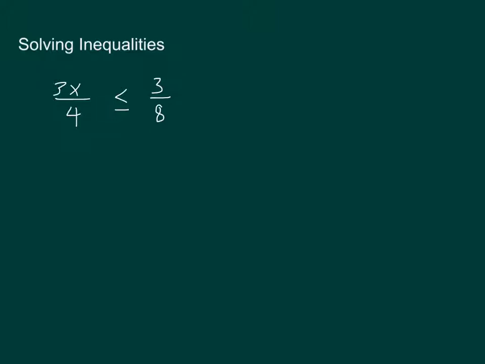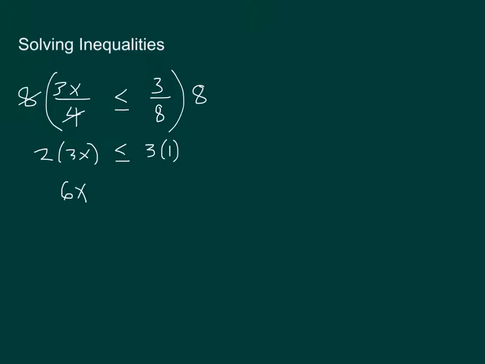So I can multiply both sides by 8, because 8 can be divided by both 4 and 8. So this becomes 2 times 3x, and then 3 times 1, because 8 over 8 is 1. So 2 times 3x is 6x, less than or equal to 3. Okay, so this step is similar to doing it this way: 3x less than or equal to 3 over 8.